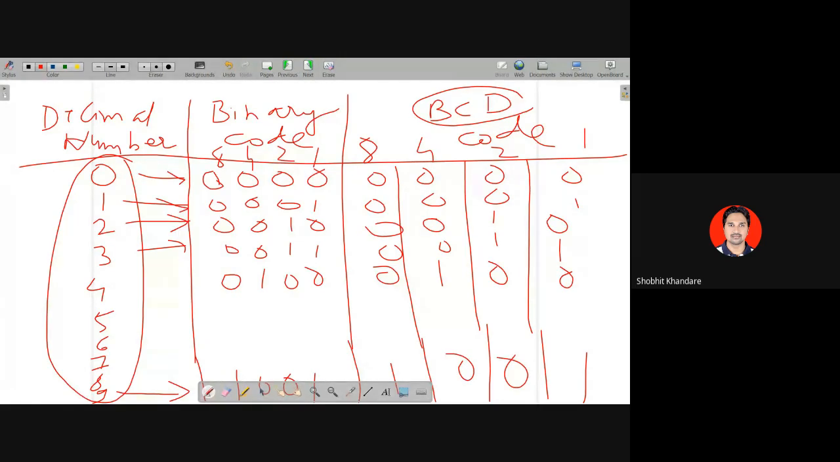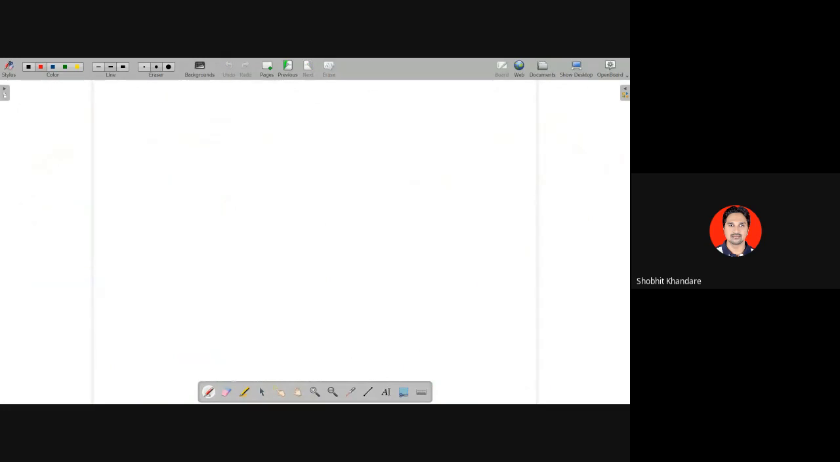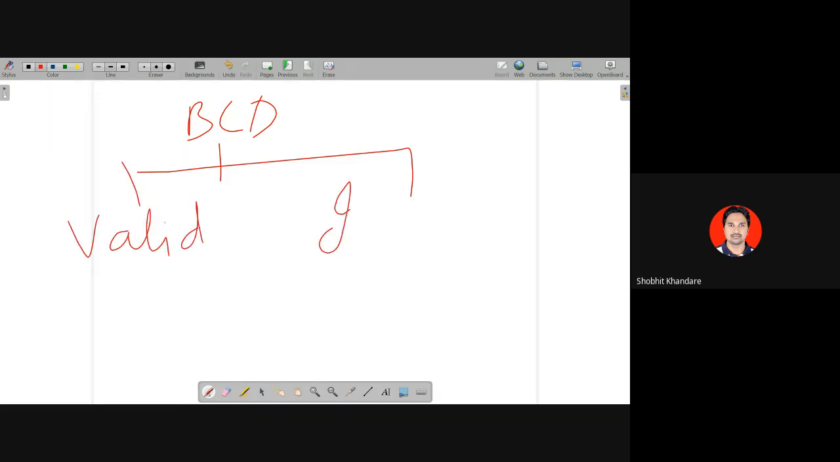Again, I'm making the other statement now. As your BCD code follows the 1248 code for only the decimal numbers 0 to 9, that is why you have BCD code as valid BCD code and invalid BCD code. You have valid BCD code and you have invalid BCD code.